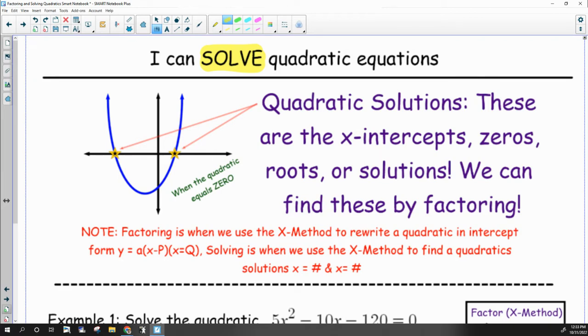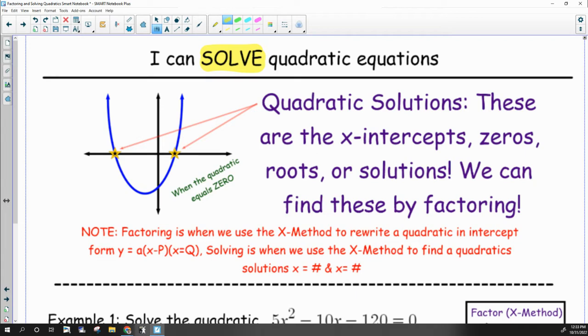So when we are factoring, we rewrote the equation in another form. It was still an equation. We went from standard form to intercept form, the form with the parentheses. Okay? When you are asked to solve a quadratic, you are actually trying to find what x is equal to. So your answer is in the form of x equals a number. Now, quadratics have two solutions.